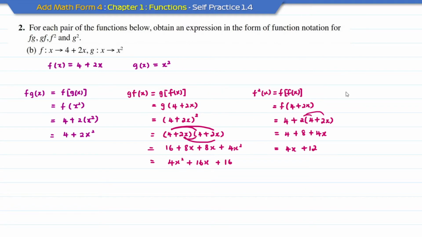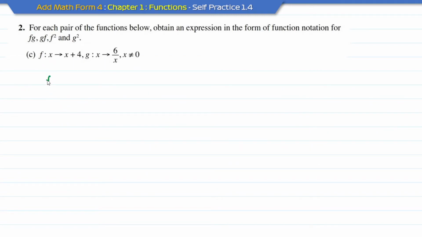And finally the composite function of g squared x, which means I'm going to insert the function g into the function g. The function g is x squared. I'm going to insert this in the x of our function g again, which is what we're going to get. So multiply the power, then we're going to get x to the power of 4.